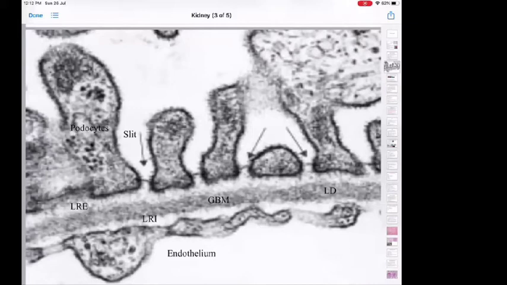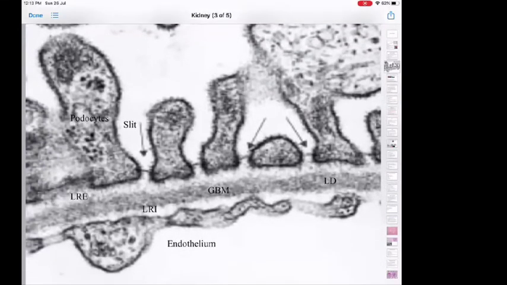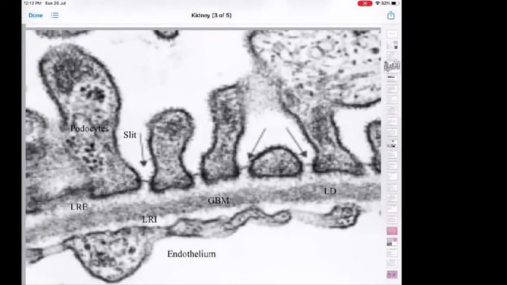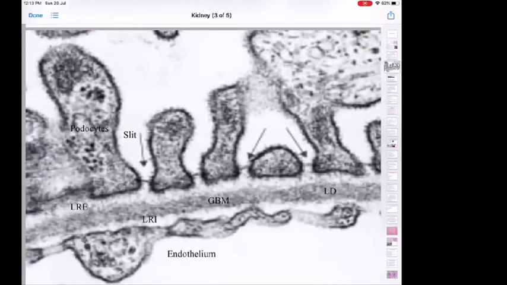Okay, this is the electron microscopic picture. This picture shows the electron microscopic picture of nephron. Here you see the podocytes, and these are the foot processes of podocytes. And between two foot processes, there is a slit.